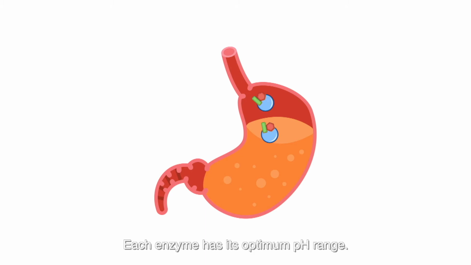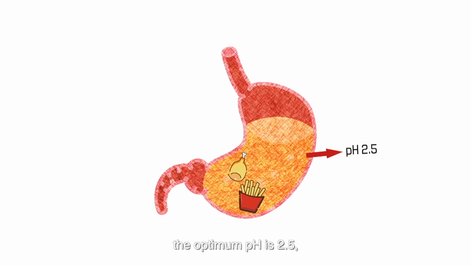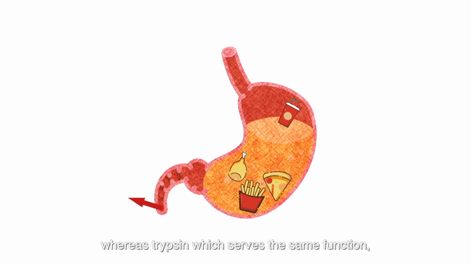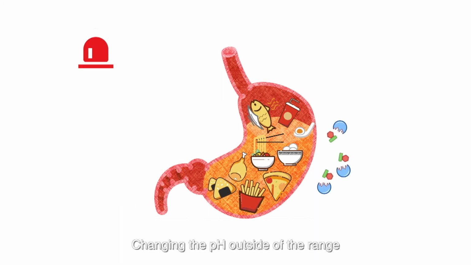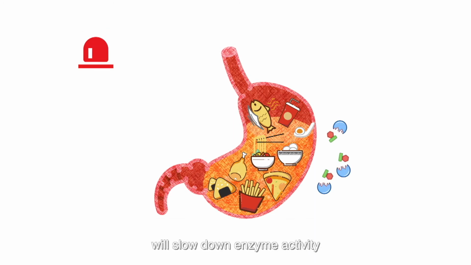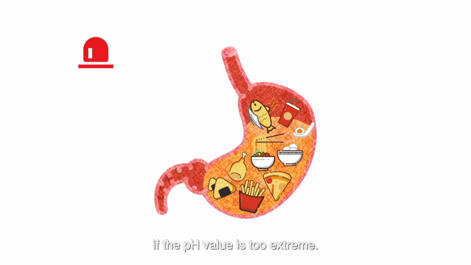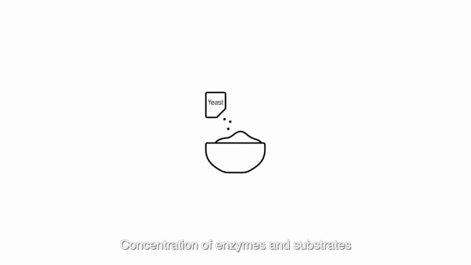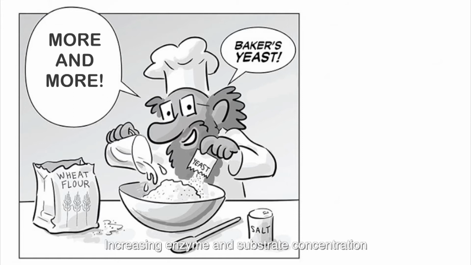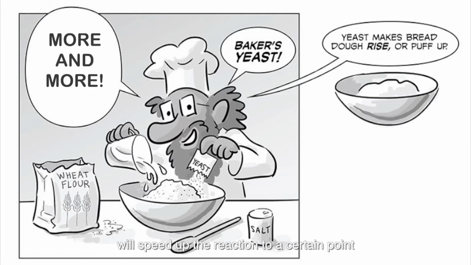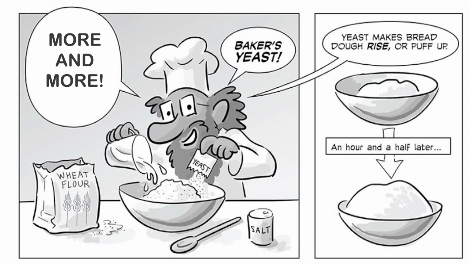Each enzyme has its optimum pH range. For pepsin, which breaks down protein, the optimum pH is 2.5, whereas trypsin, which serves the same function, has an optimum pH of 9. Changing the pH outside of the range will slow down enzyme activity and even denature the enzyme if the pH value is too extreme. Concentration of enzymes and substrates also influence enzyme activity. Increasing enzyme and substrate concentration will speed up the reaction to a certain point until all the substrates and enzymes are bound together.